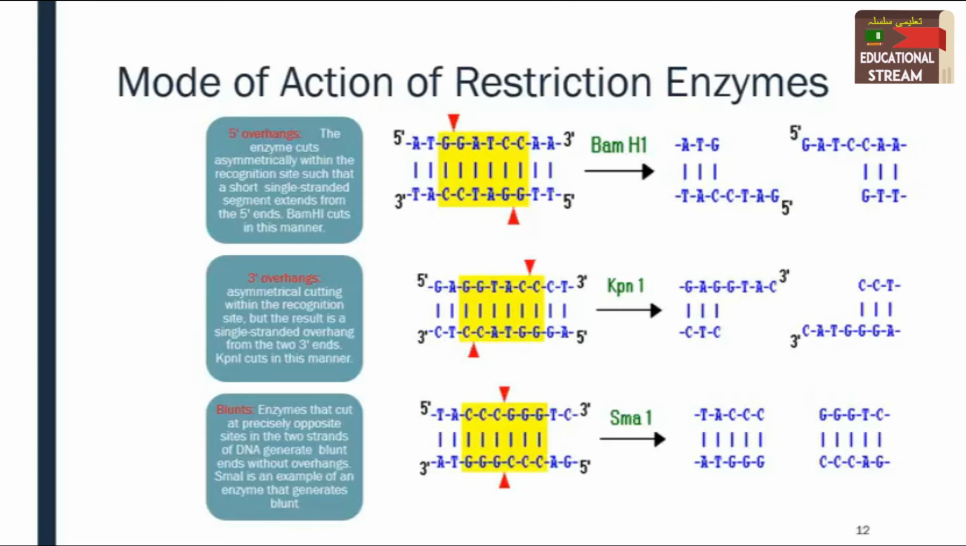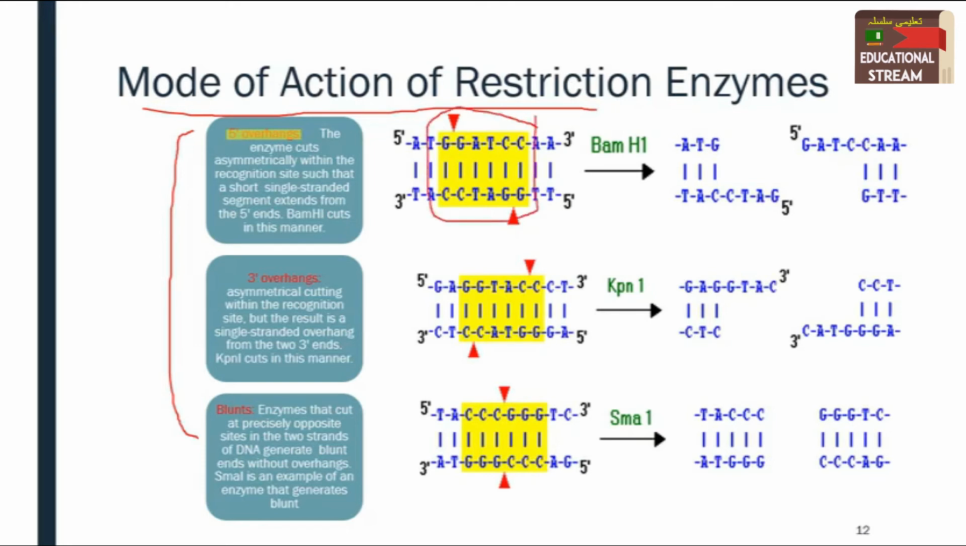What kind of cut do restriction enzymes make, and what kind of overhangs are produced by the restriction enzyme? This is known as the mode of action of restriction enzymes. The mode of action is that they produce three kinds of ends. One of the ends is known as the 5' overhang. A 5' overhang means the enzyme will cut asymmetrically within the recognition sequence. This yellow highlighted region is the recognition sequence of the enzyme.